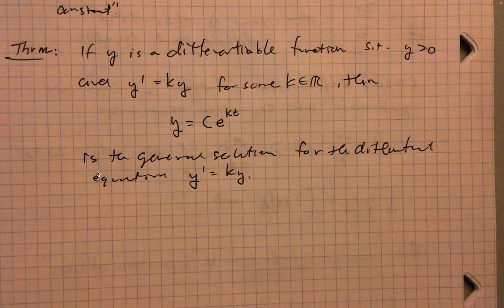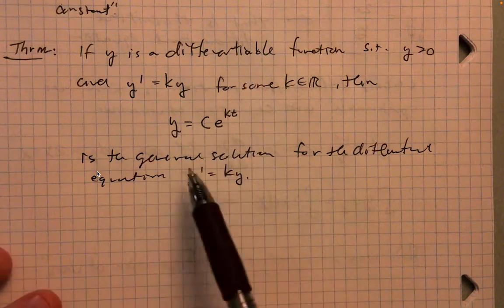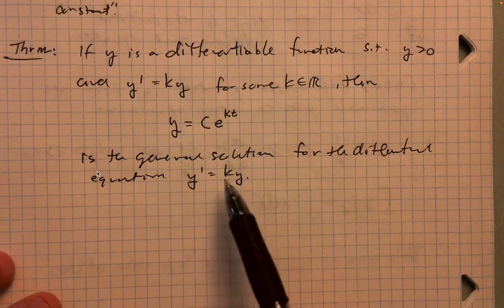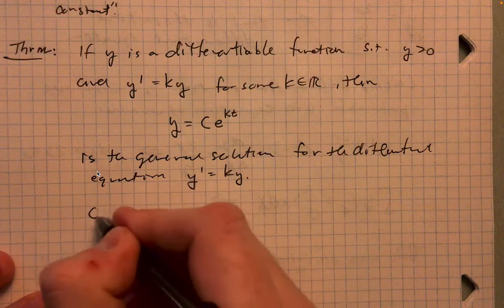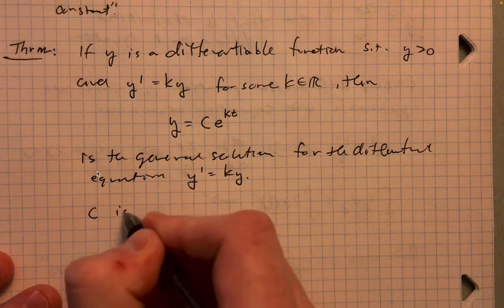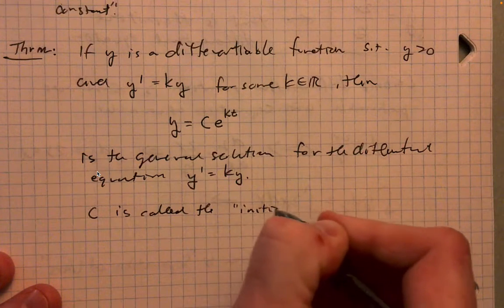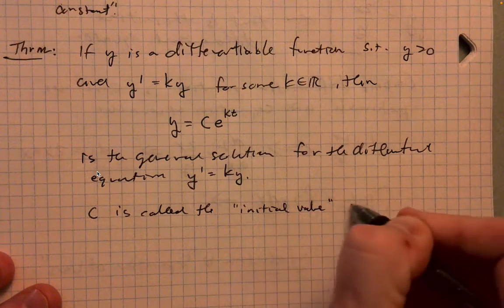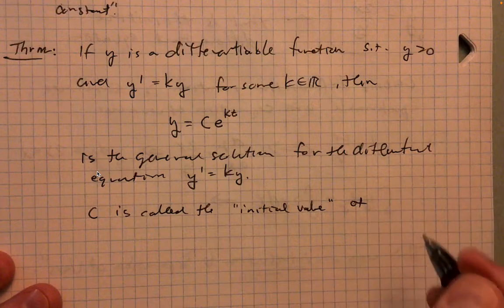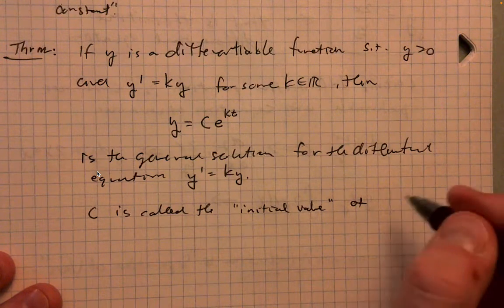As we said above, k is the proportionality constant. Now c, in this case, is called the initial value of the equation.